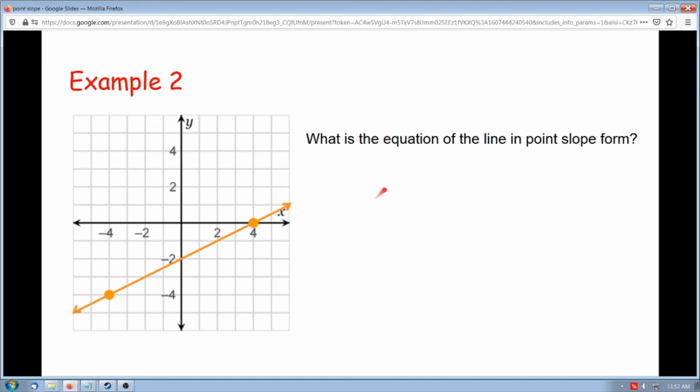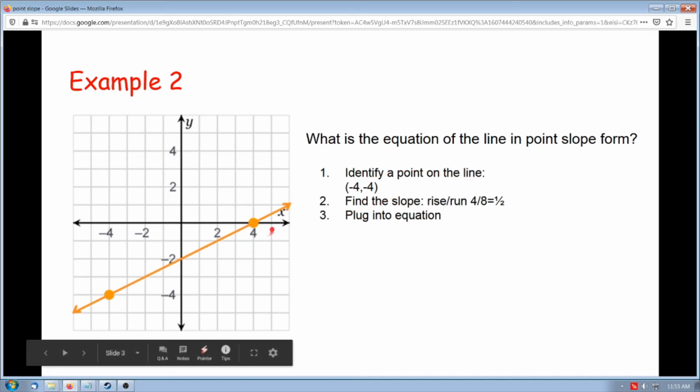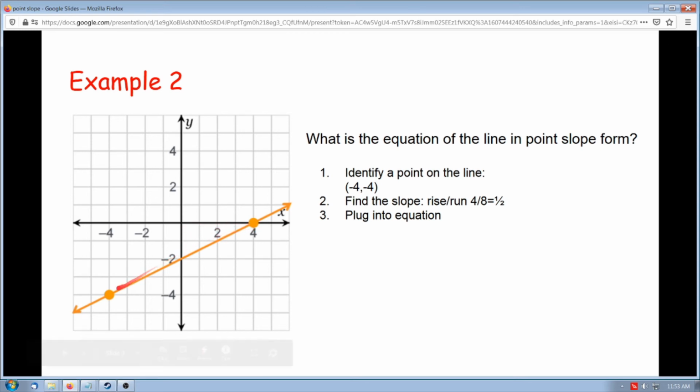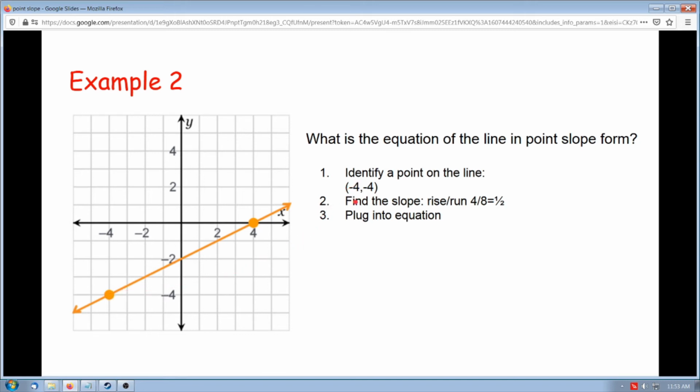In order to write this in point-slope form, I go through a couple steps. The first one, I'm going to identify a point on the line. Either one of these points is fine. They are clearly marked, so I could use (4, 0) as a point, or I could use (-4, -4). In this case, to make it a little harder, I'm going to use this point here at (-4, -4). Then I can find the slope of the line.